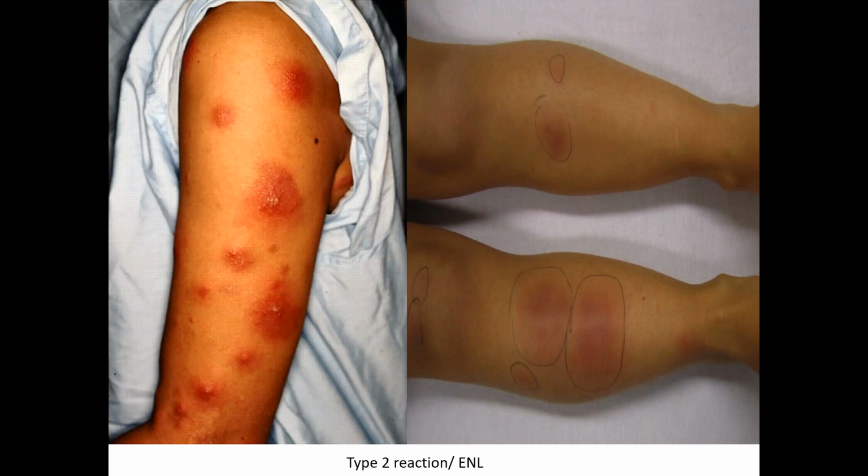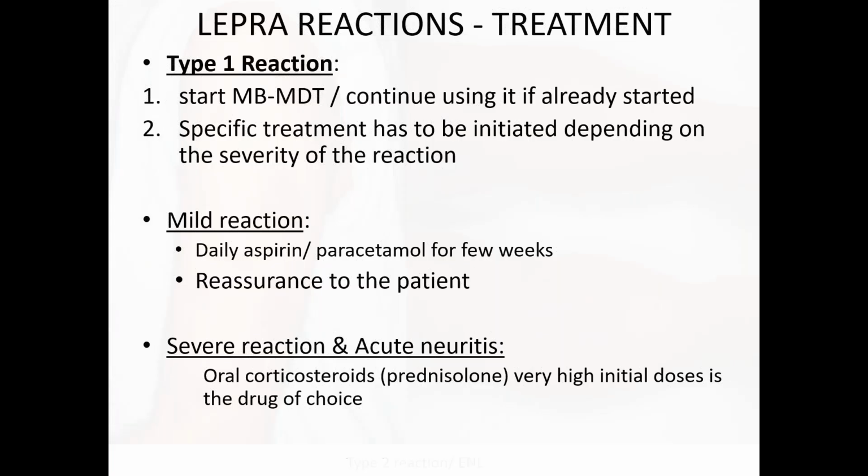So here you can see erythematous lesions. They usually come in a crop, and they are evanescent lesions. Management is to continue MB-MDT. In case of mild type 1 reactions, you just give daily aspirin and paracetamol and reassurance of the patient. Severe reactions may need oral corticosteroids.